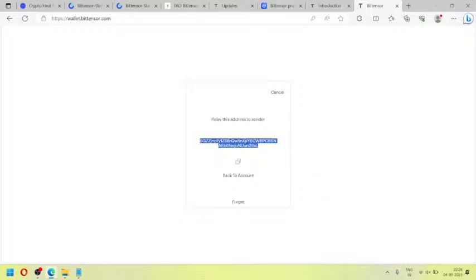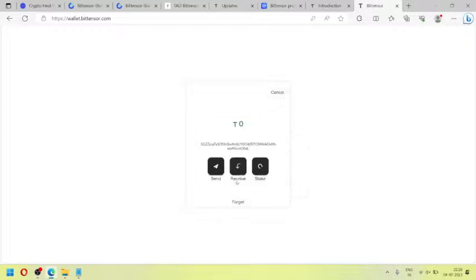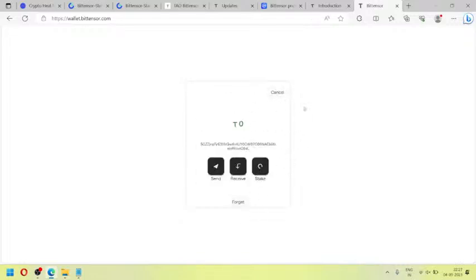You can see this is your Bittensor wallet address, and you can receive and send tokens to any address, just enter the address and send. And this is receive. If you want to receive, you have to give this address and you will receive. And this is stake. If you have any tokens in your account, you can stake them. This is just a small Bittensor wallet. You can receive and send the tokens.